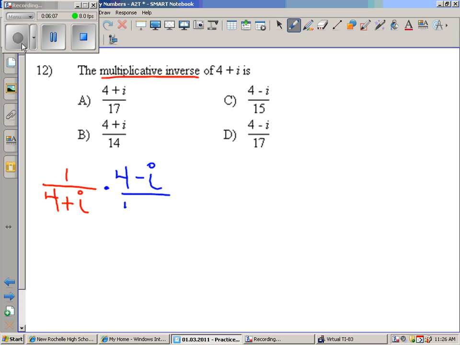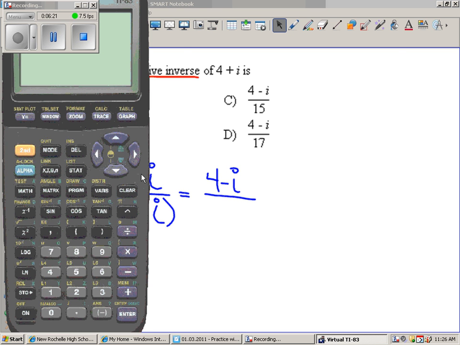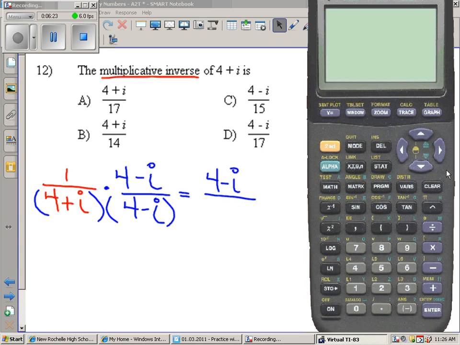Multiply by the conjugate. Right? And so now we multiply the tops. That's 4 minus i. And then we got to multiply by the bottoms. Do we multiply this by hand or do we use our calculators? Of course. Of course, some people like doing it the long way.